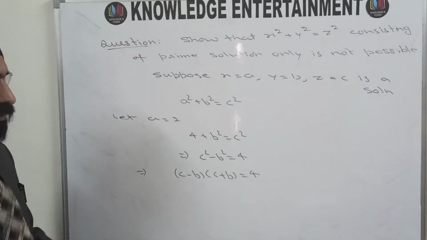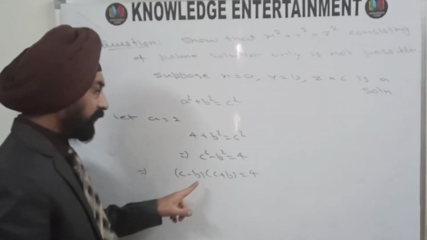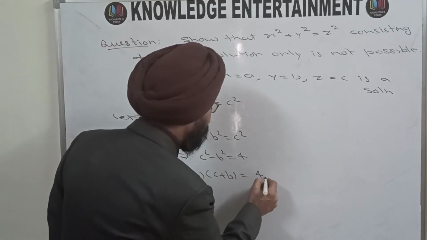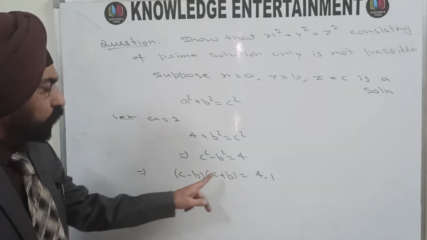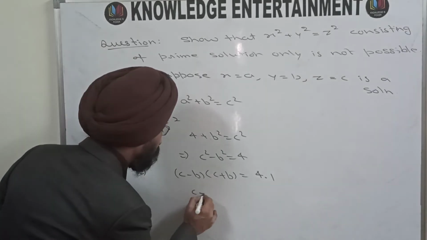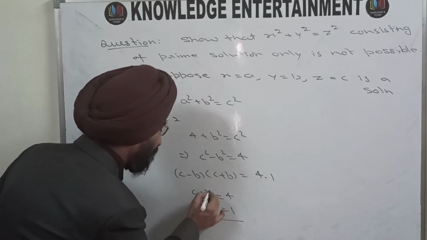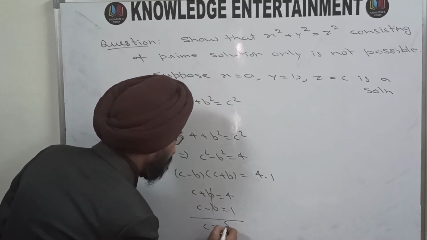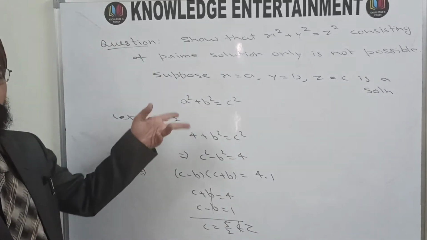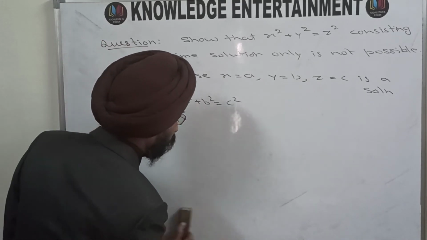And since C and B cannot be same, because if they are same, it will become 0, they are definitely different. So 4 cannot be written like 2 into 2 here. Both these cannot be 2. So I am writing here 4 into 1. The bigger one of the two will be equal to 4 and the smaller one will be equal to 1. The bigger one is C plus B. So C plus B is equal to 4 and the smaller one C minus B is equal to 1. Adding these up and dividing by 2, you get C is equal to 5 by 2, which is not an integer. So that means A is equal to 2 is not possible. One thing we have ruled out, that the number A cannot be equal to 2.